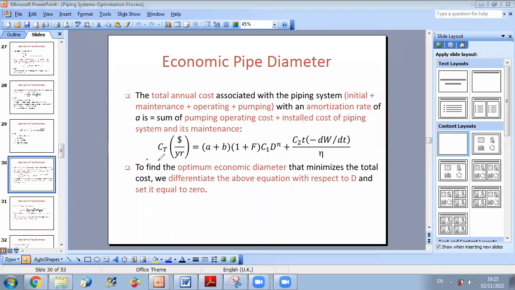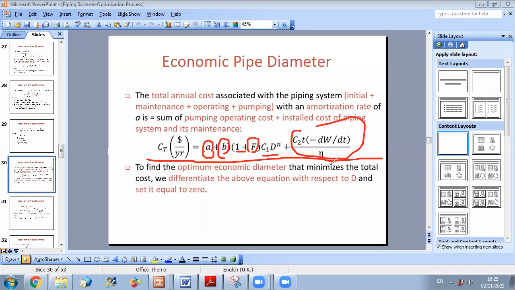And until now the total cost includes this term 1 times C1 d to the N, which is for the cost of piping material. Plus F is to consider the fitting parts, valves, and pumps. A is for taking into account the amortization rate with time. And B is to take into account maintenance, the fraction of maintenance cost, and this is the operational cost. So now we end up with the total cost expression.